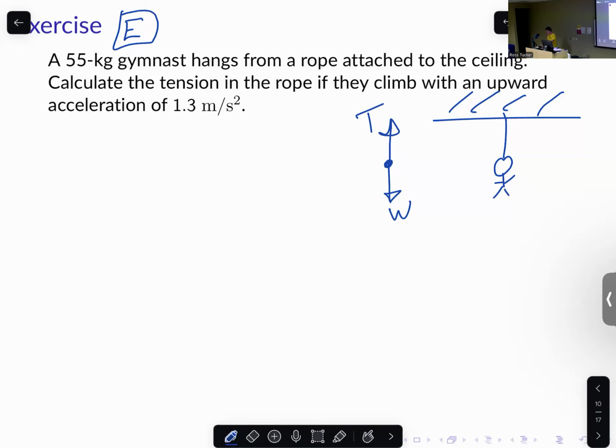What new object is touching the gymnast now? I'll give you a further hint. This was an object that was not touching beforehand. So the gymnast is sitting there, the gymnast is climbing steadily, now the gymnast is accelerating. What new object is exerting an upward force on the person, gymnast, that was not there before?